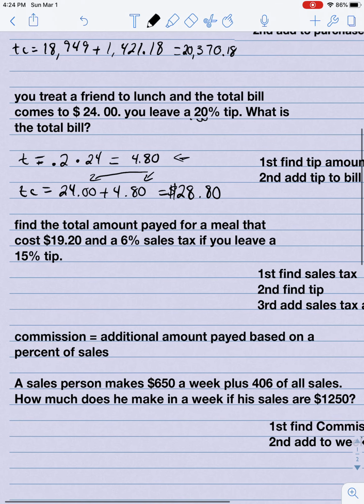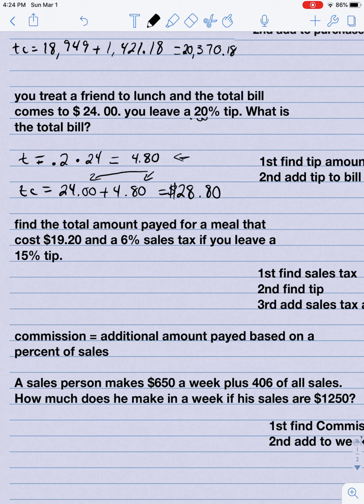Okay, next one. Now this one gets a little tricky because we're also being charged a sales tax, plus we're leaving the tip. So right here, find the total amount paid for a meal that costs $19.20, and a 6% sales tax is added if you leave a 15% tip. So we're going to break this up into two parts. We have to first find our sales tax, and then we have to find our tip.